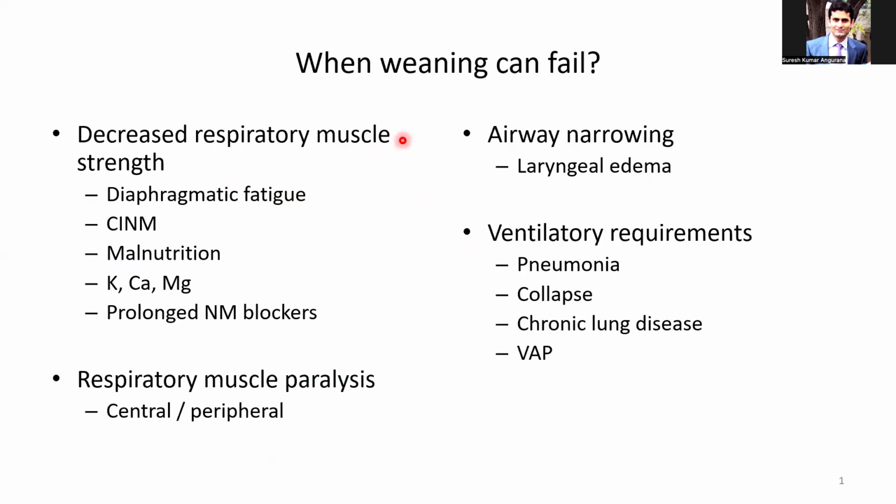So there may be certain causes of weaning failure, like reduced respiratory muscle strength in conditions with diaphragmatic weakness, critical illness neuromyopathy, malnutrition, electrolyte abnormalities, and prolonged use of neuromuscular blockers. Or airway narrowing due to laryngeal edema, a persistent ventilator requirement, pneumonia, collapse, chronic lung disease, ventilator-associated pneumonia, or paralysis of respiratory muscles due to peripheral or central causes. So these are the several parameters we should consider whenever there is weaning failure.